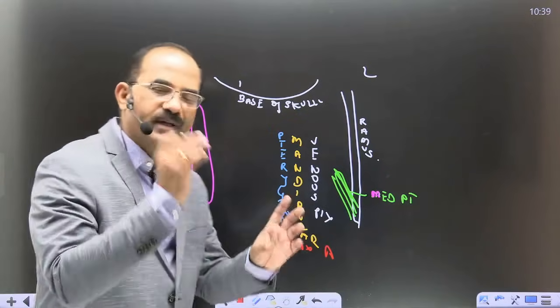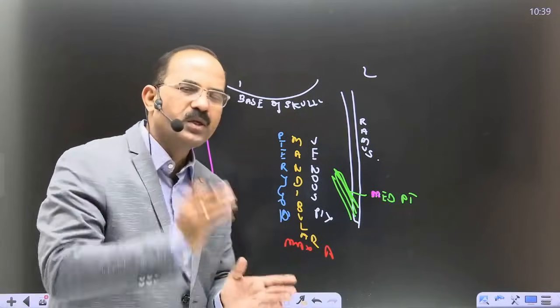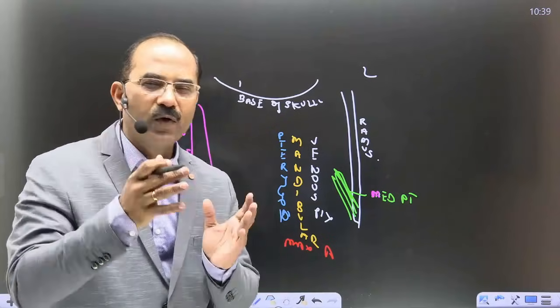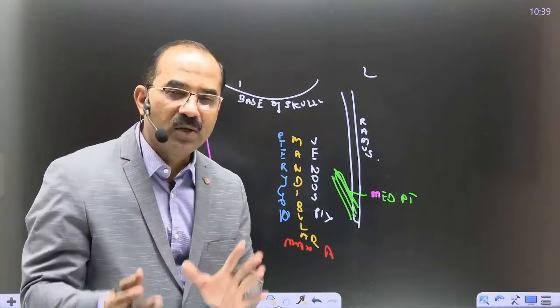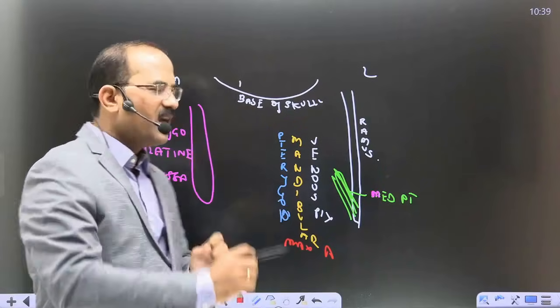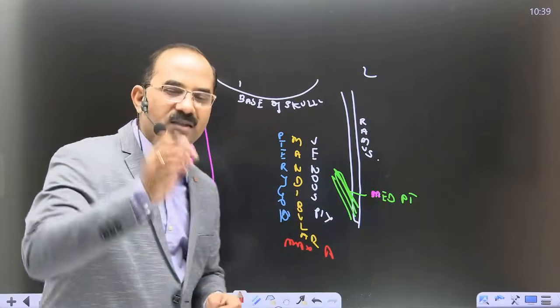So what are the contents of the infratemporal fossa? Superficial to deep, the first is the pterygoid venous plexus. Deep to the plexus are the pterygoids. On the pterygoids lie the mandibular nerve and the maxillary artery. Clear, students? I hope this infratemporal fossa is clear to all of you.